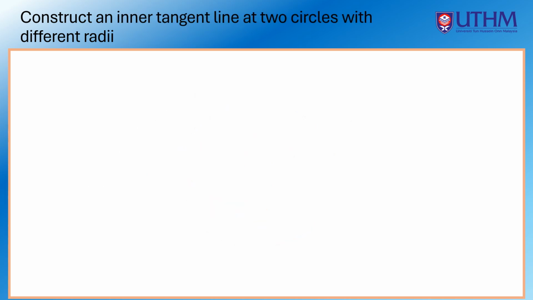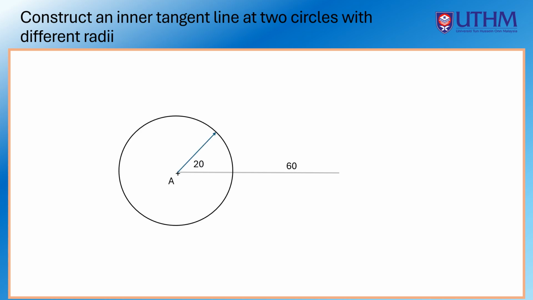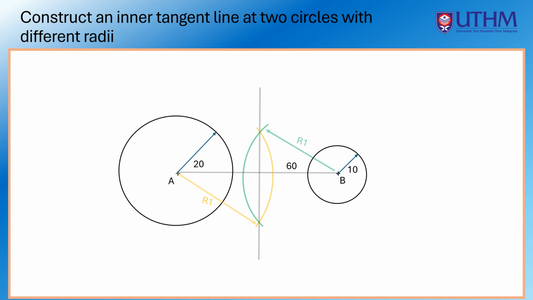Next, let's construct an inner tangent line at 2 circles with different radii. Draw 2 circles with a radius of 20 mm and 10 mm. The distance of these two circles is 60 millimeters, with a 20 millimeter radius, and then another one is 10 millimeter radius. Connect the point A and B with a straight line. Then divide this line AB into two sections at point C. Now that is the point C.